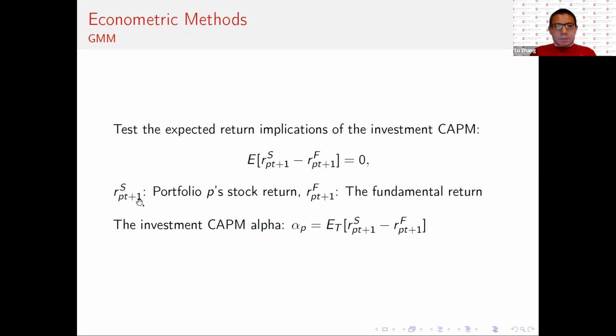So that's the portfolio stock return and the RF, big F, not the risk-free rate. Apologies for the notation. F stands for fundamental, right? And the investment CAPM alpha or model error is basically the sample equivalent of that moment condition.